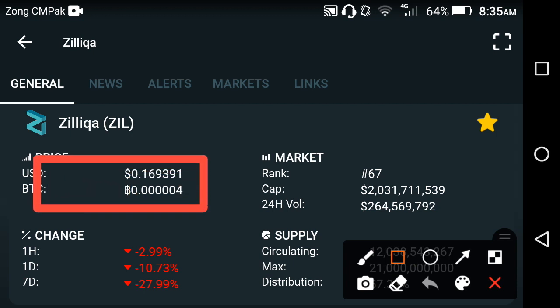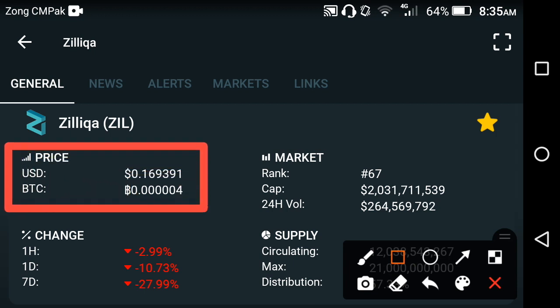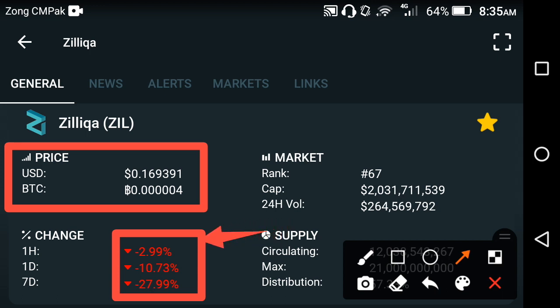So friends, the current price of Zilliqa is 0.16939 USD. On the other side, if you look at the price changes occurring in Zilliqa, the last 1 hour pricing is negative, the last 1 day pricing is also negative, and the last 1 week pricing is also negative, friends.